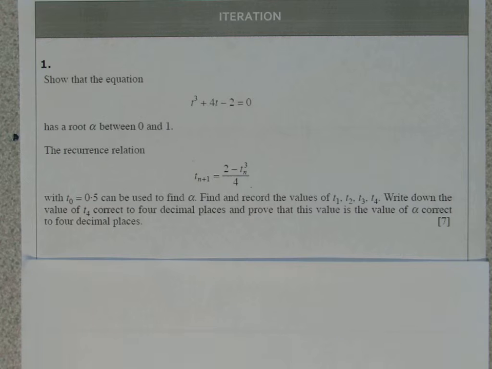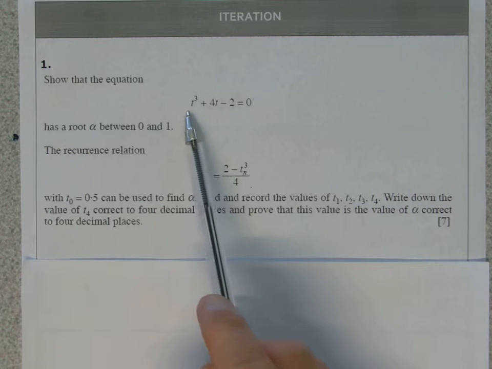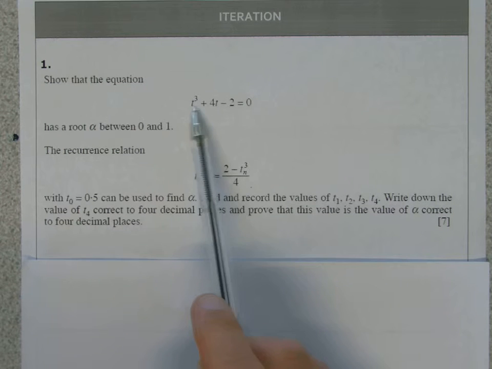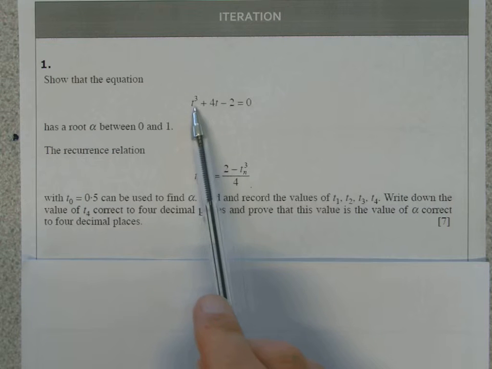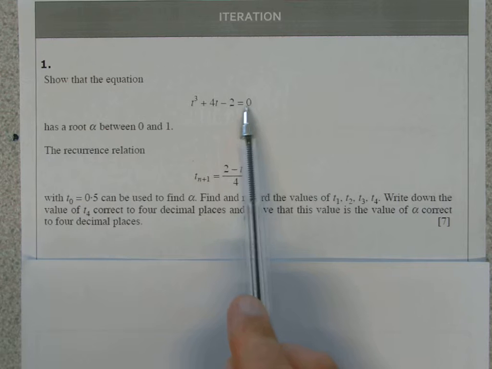Question 1 says, show that the equation t cubed plus 4t minus 2 equals 0 has a root alpha between 0 and 1. Okay, so this is going back to, if we think back to GCSE when you did trial and improvement, and you would try and find a solution to this. So in other words, a value for t that satisfies this, that makes it equal to 0.